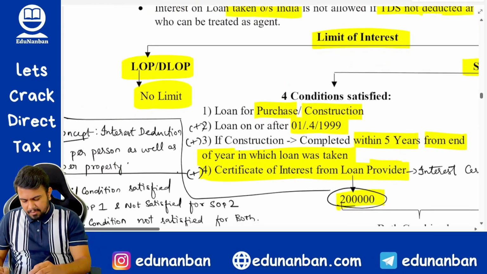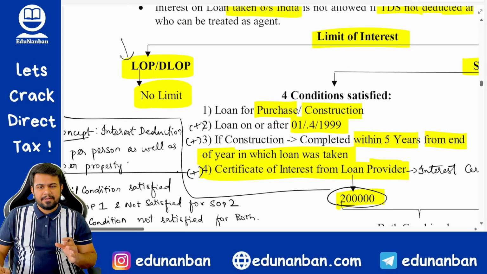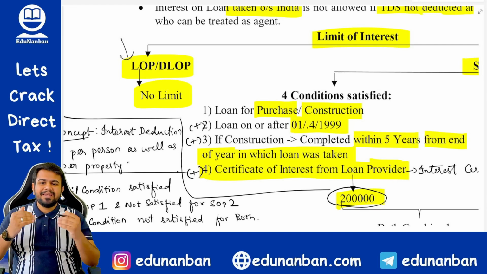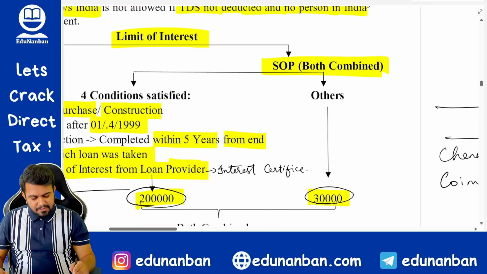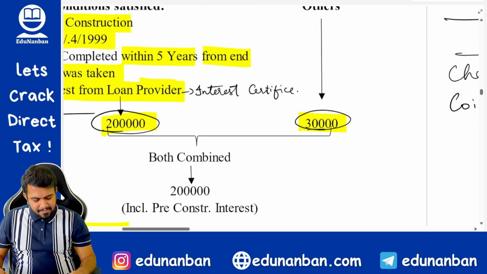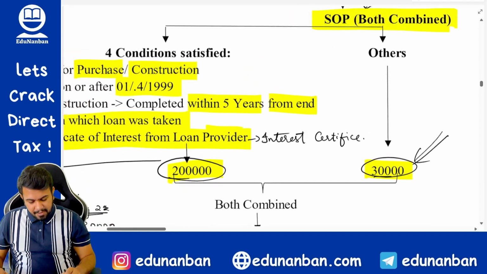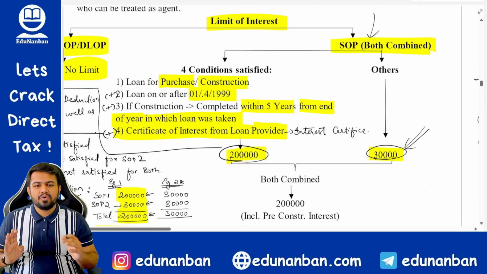Firstly, let's talk about LOP and DLOP, let out property and deemed to be let out property. For this, there is no limit on interest. Whatever interest is paid on housing loan or is accrued on housing loan, you can claim it as deduction. But when it comes to self-occupied property, there is a limit. The limit is 30,000. But if you satisfy 4 conditions, you can increase this limit to 2 lakh rupees.